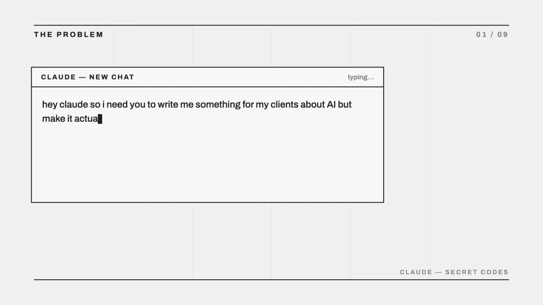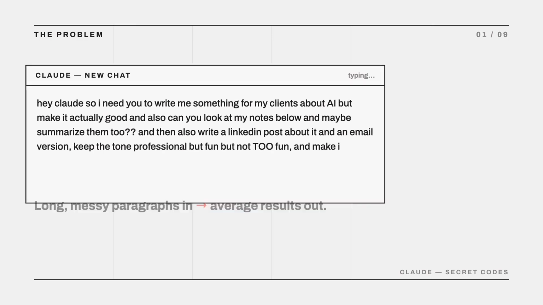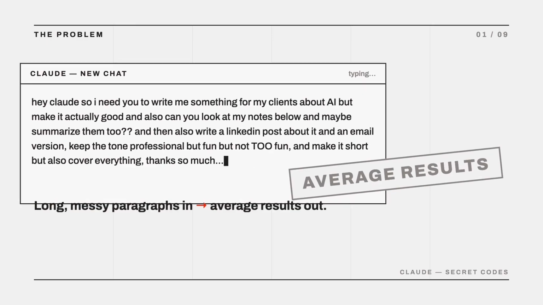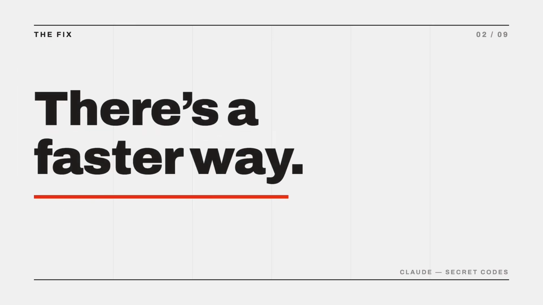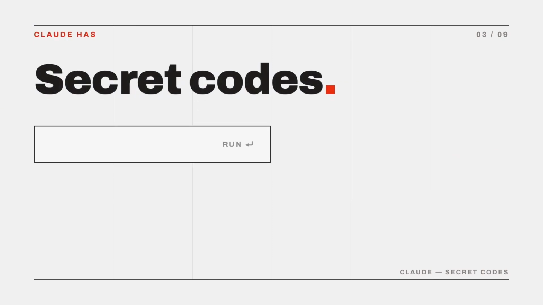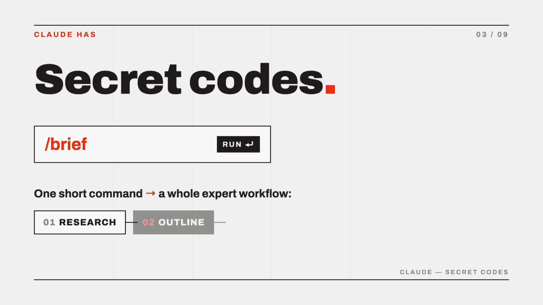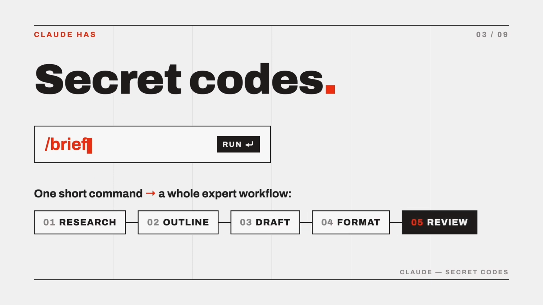Most people are typing long, messy paragraphs into Claude and they are getting average results back. There's actually a faster way to do this. Claude has a set of what I call secret codes, and these secret codes are basically short commands that you type and then Claude runs a whole expert workflow for you.